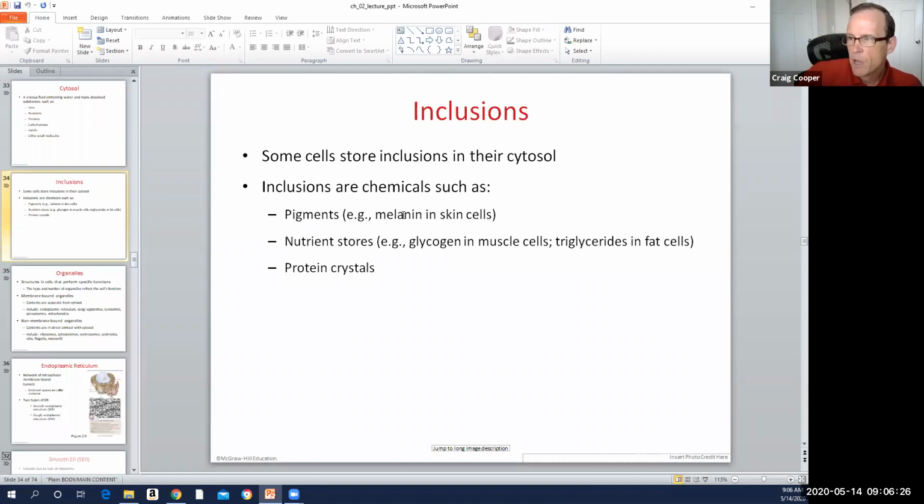Melanin, which helps us get tan or gives us our distinct skin tones, is considered an inclusion. And then we've got a few other proteins that are inclusions as well. Again, they're just there so that the cell can use them when it needs them, and they're not contained within any other kind of organelle themselves.